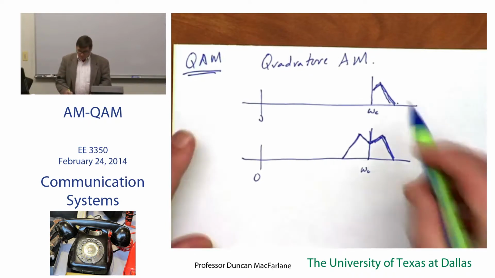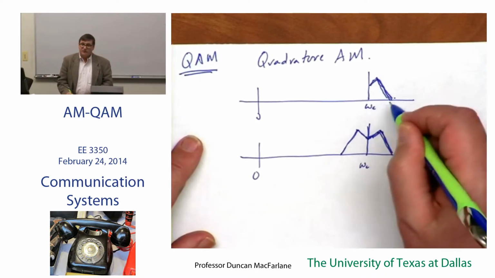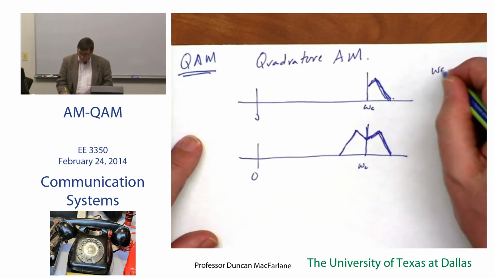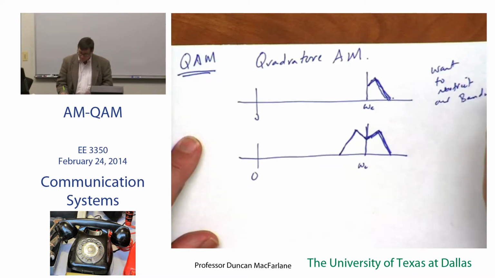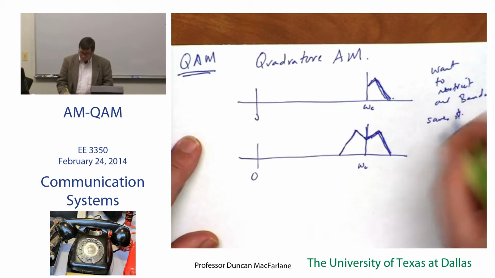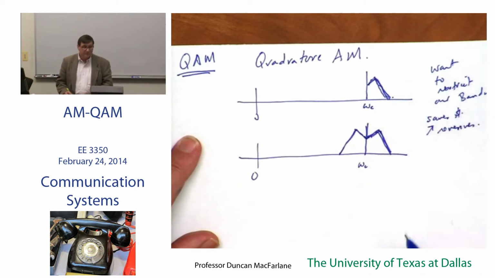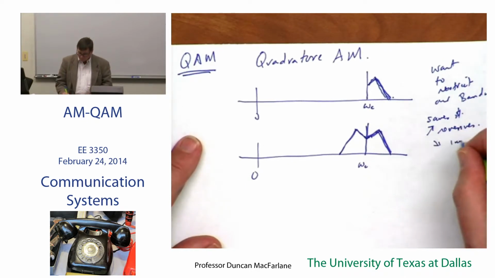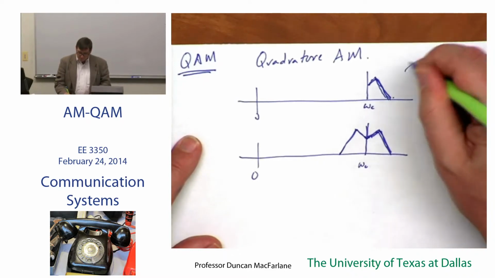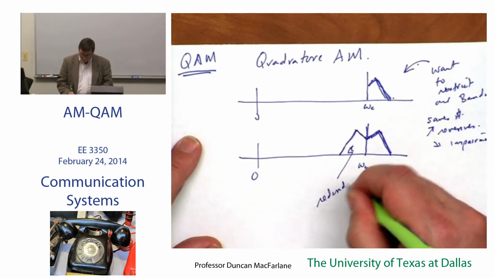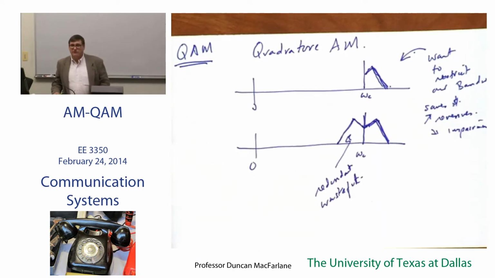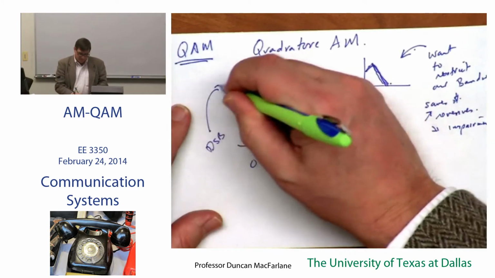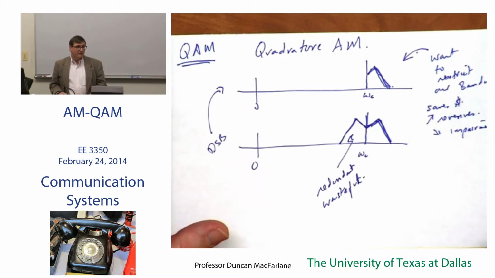So for all those reasons, we much prefer restricting our bandwidth. Restricting our bandwidth saves dollars, increases revenues, lowers impairments. So this is what we want. Redundant and wasteful. That's what we want to avoid, and that's the goal behind Quadrature AM, is to figure out a way to not do the DSB, not do the double sideband, but to do a single sideband, or a QAM signal.